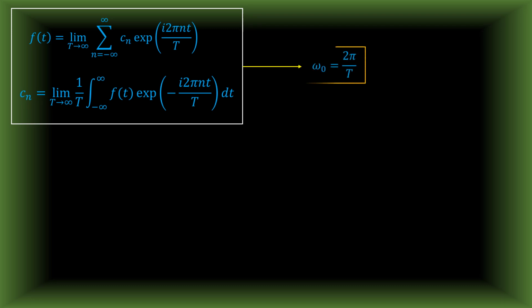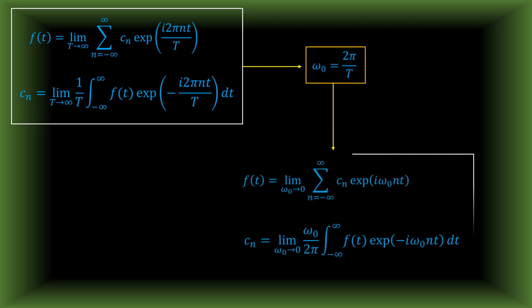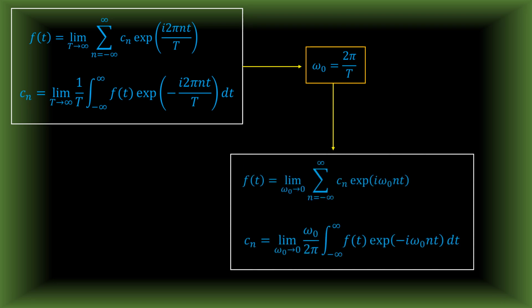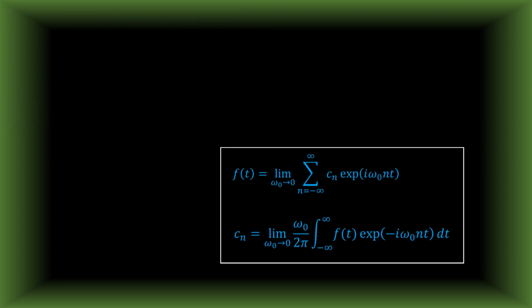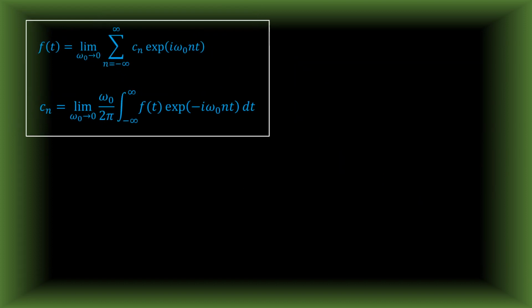We could recognize that 2 pi over capital T, where capital T is the period, is equal to omega naught, where omega naught is the fundamental angular frequency. And we could substitute omega naught into the equations, and we could recognize that the limit as capital T approaches infinity is equivalent to the limit as omega naught approaches 0. So let's move what we have up to here. So let's process this further.